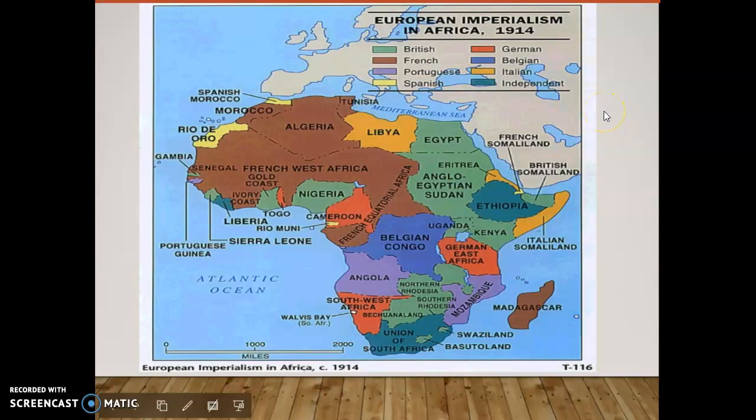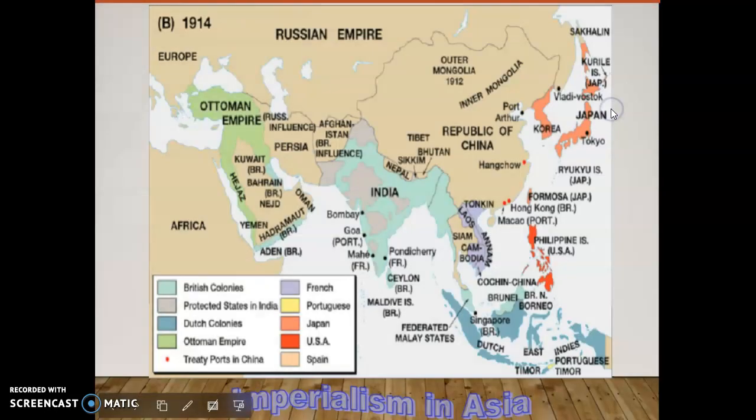Now, just in case you think that Africa was the only place that was being colonized, nope. There's Asia. Asia has been pretty much taken over by 1914. You've got the Philippines, you've got Japan, you've got all of them. Pardon me, Japan has taken over Korea. My apologies. So you've got all of these different imperial powers that are taking over pieces of land that don't belong to them.